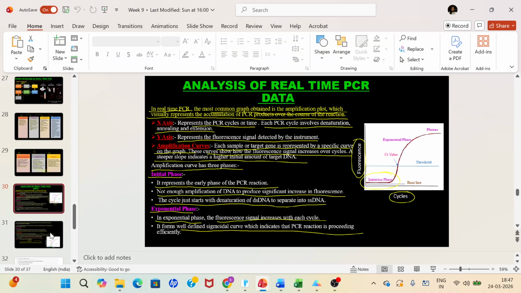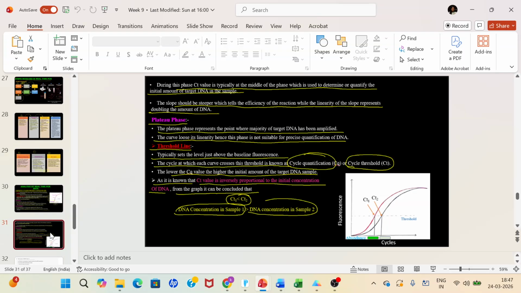Okay? Then the exponential phase. In the exponential phase, the fluorescence signal increases with each cycle. It forms a well-defined sigmoidal curve, which indicates that the PCR reaction is proceeding efficiently. Okay. What happens in this phase also, in the exponential phase? During this phase, the CT value is typically at the middle of the phase, which is used to determine or quantify the initial amount of target DNA in the sample.